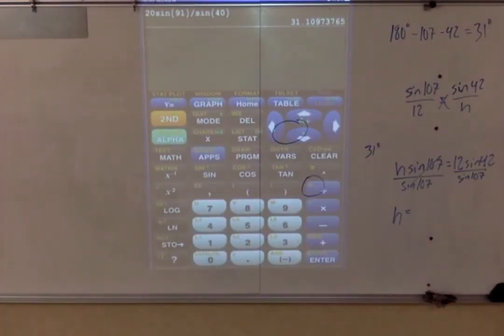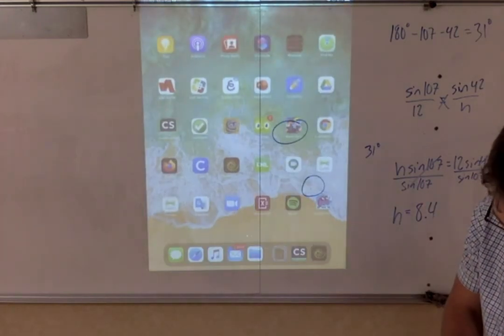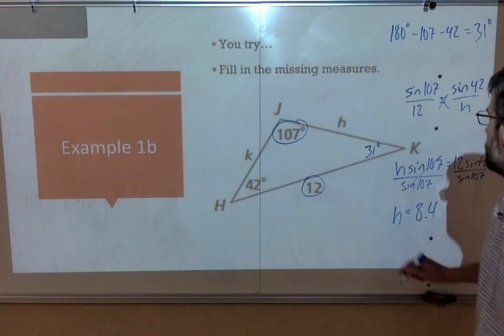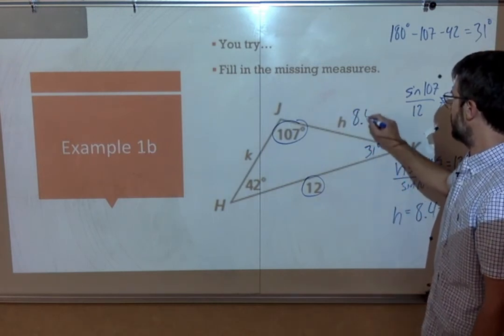Plug it into the calculator, clear that out. 12 sine 42, end parenthesis, divided by sine 107. And we get 8.93, so we'll say about 8.9. So that's about 8.9.